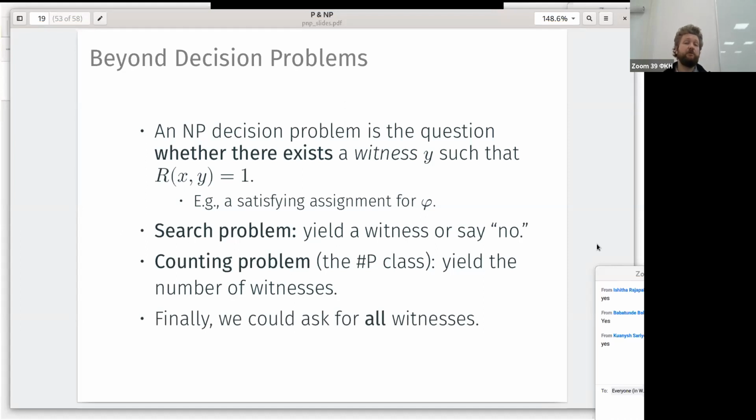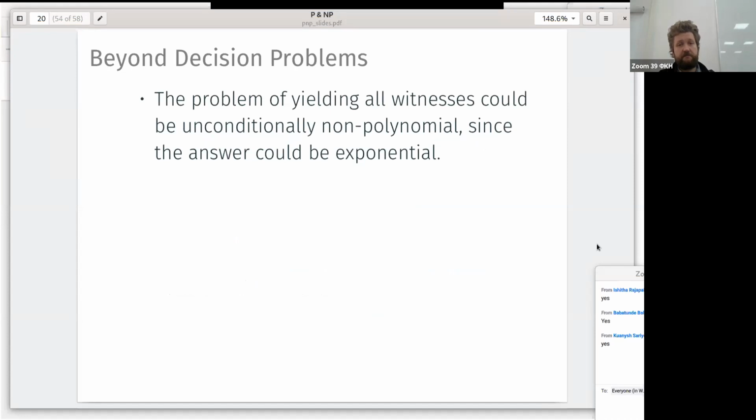And finally, we could ask for all witnesses. So for example, we could ask the user to say, please yield me all the satisfying assignments for this formula, or yield me all the cycles which are good, say Euler cycles or something like that. So the problem of yielding all the witnesses could be unconditionally non-polynomial. We don't even need P not equal NP here. Why? Well, because the answer could be exponential.